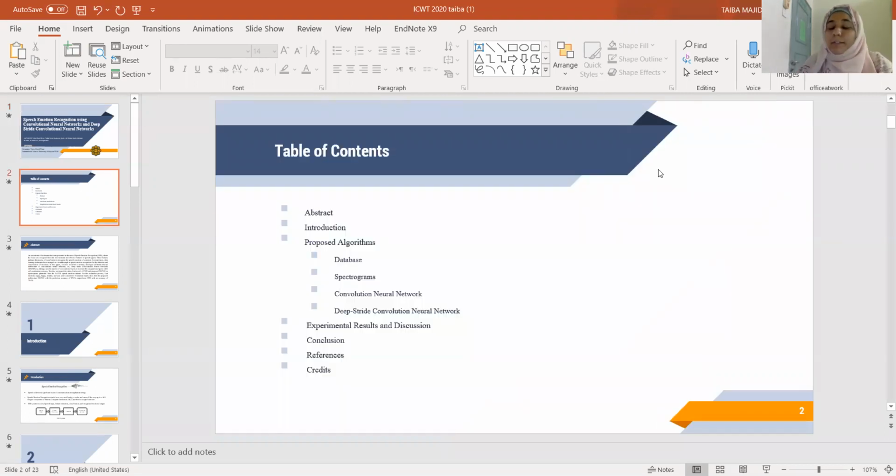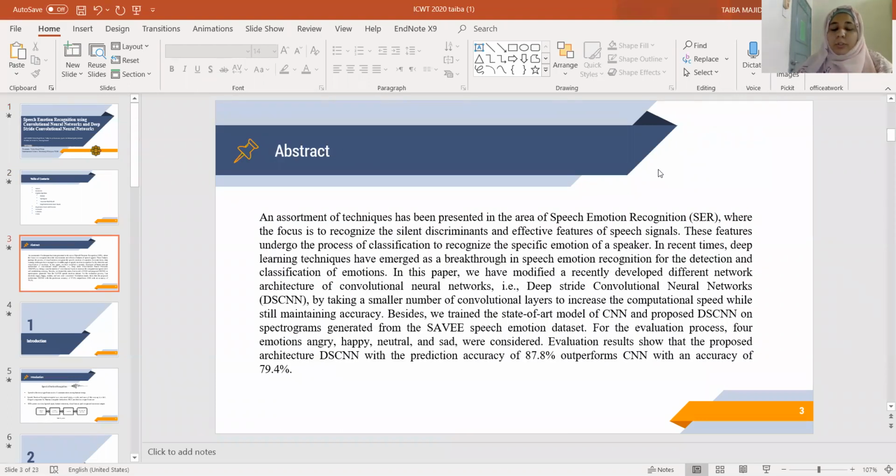These are the contents I will be discussing in my presentation. So, giving you the crux about the paper, we performed two experiments on two different architectures. One, the convolutional neural networks, and second, the deep state convolution neural networks. Both the networks were trained on the same database, that is the SAVEE database. We evaluated the results and finally got the prediction accuracy.